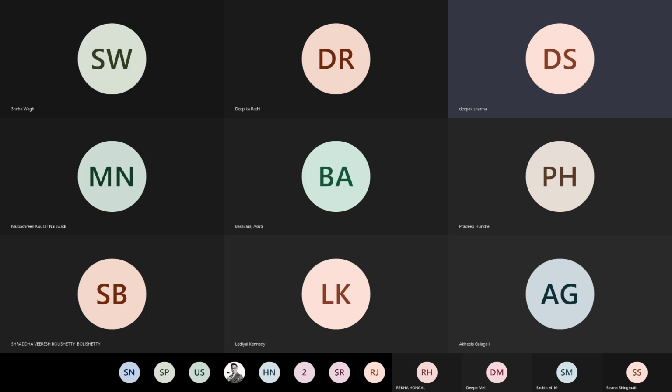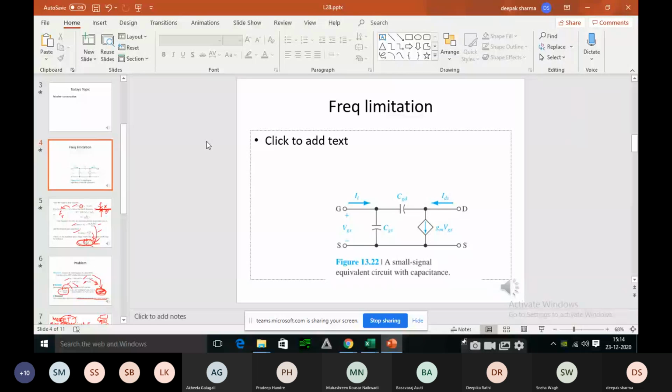We have seen two important questions. The one was, explain the construction and operation of JFET with neat diagram, and the other was the small signal model of JFET. Now today we'll be covering frequency limitation, right?